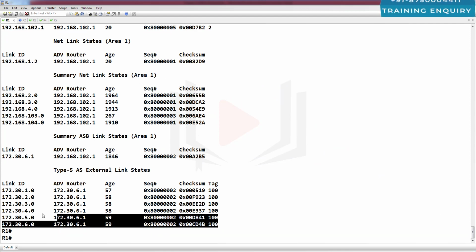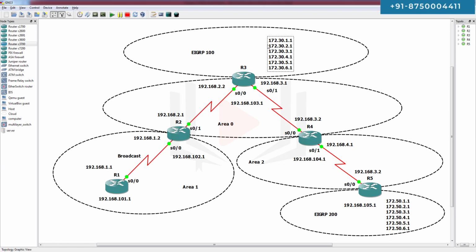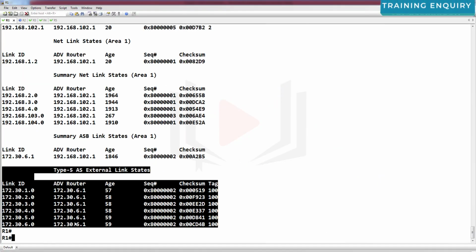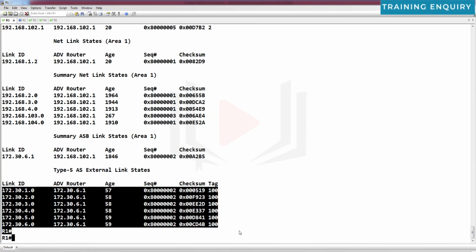Next is LSA 5. It contains external routes which are redistributed into OSPF. So the redistributed routes are 172.30 something something, 172.30 something something.